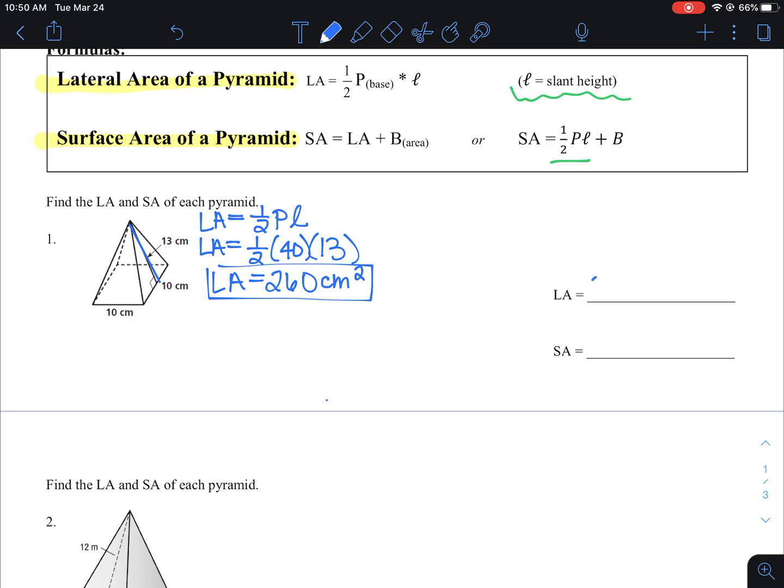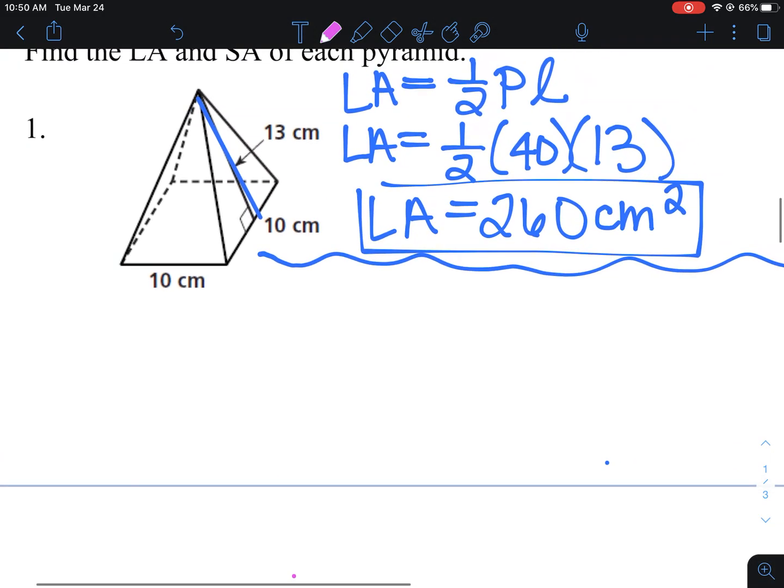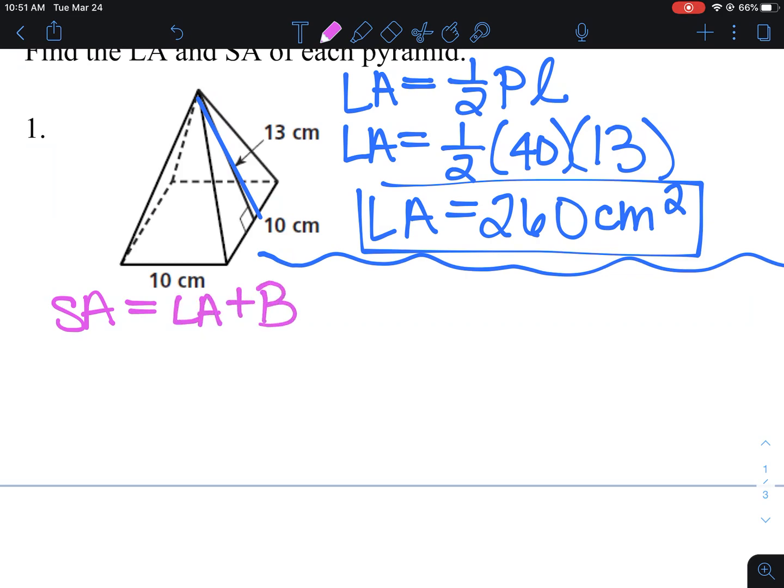Okay, and we have our lateral area. So let me write it here as well. 260 centimeters squared. Perfect. Now, let's do surface area. Remember, surface area is the lateral area that we just found plus the area of the base. So we just found the lateral area is 260, and then the area of the base.